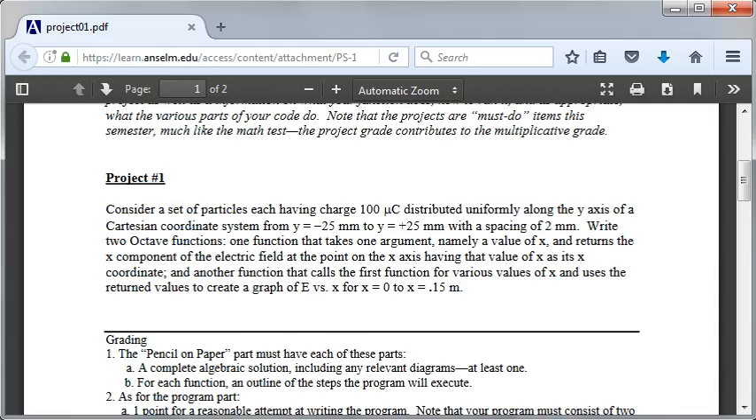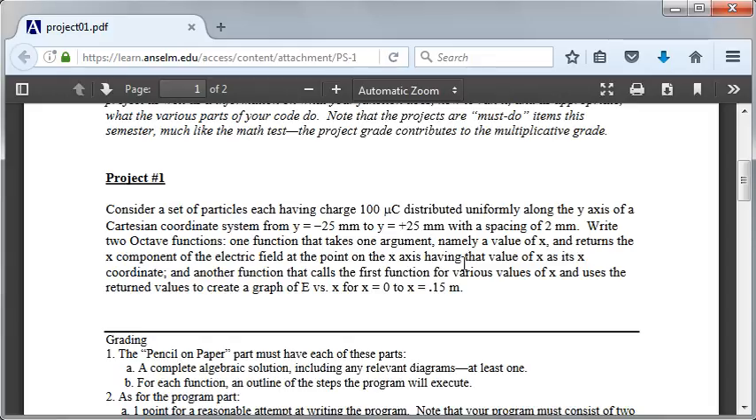This is Project 1, Video 1, the video where I do the pencil and paper part of the project. So let's take a look at project requirements. We've got a set of particles, each having a charge of 100 microcoulombs, distributed along the y-axis of a Cartesian coordinate system from -25 millimeters up to 25 millimeters.